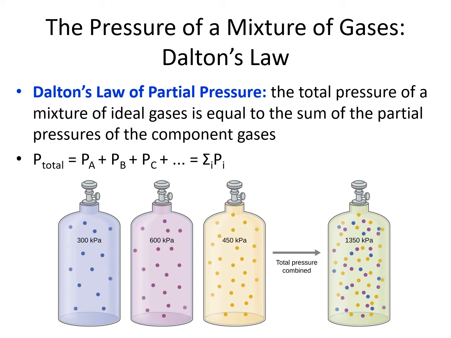If we took 3 canisters of gas, one that had a pressure of 300 kilopascals, a second one that had a pressure of 600 kilopascals, and then a third one that had a pressure of 450 kilopascals, and we combine them together into one container, the total pressure in the container would be 300 plus 600 plus 450, making 1,350 kilopascals of pressure.